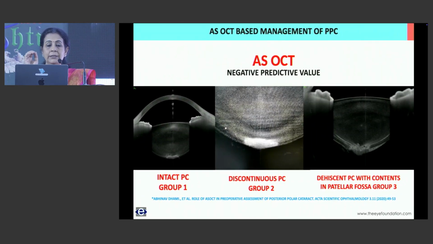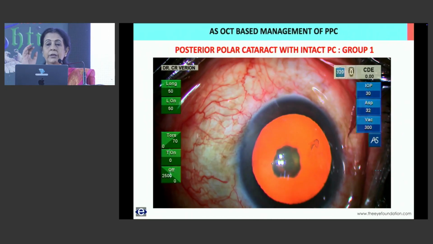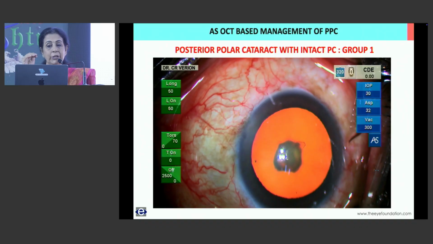So there are any number of papers which have come forward. To understand now the group 1, you are able to continuously see that inferior continuous line which shows that the PC is intact. In group 2, there is that hazy smudge, and you're not able to trace the posterior capsule under that opacity. So it's discontinuous, which means the PC is open or likely to be open. And in group 3, that PC is actually dehiscent with the contents already in the patellar fossa. So in group 1, where it is a PPC with a continuous posterior capsule, now I'm going to tell you what differently you can do.